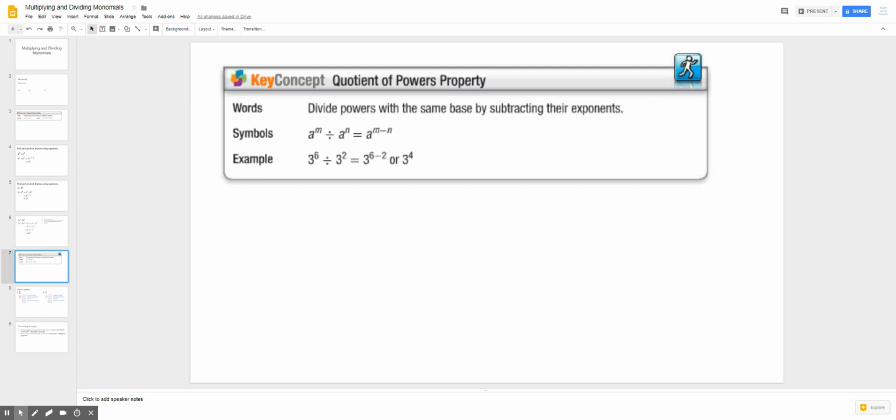Alright, this is the rule for dividing powers with the same base. Anytime you divide powers with the same base, you end up subtracting their exponents. So if you look at the symbols example, we have a to the m divided by a to the n is technically a to the m minus n power. In our example, we have 3 to the 6th divided by 3 squared, which is technically 3 to the 6 minus 2 power, or 3 to the 4th power.